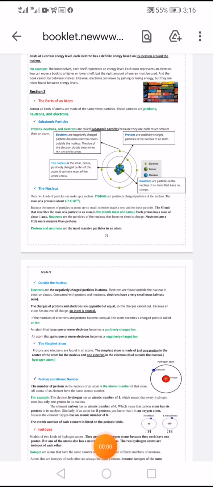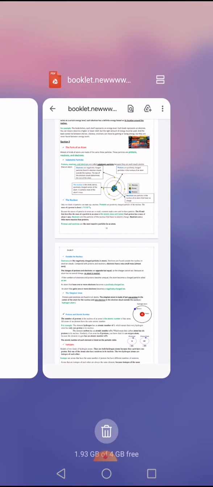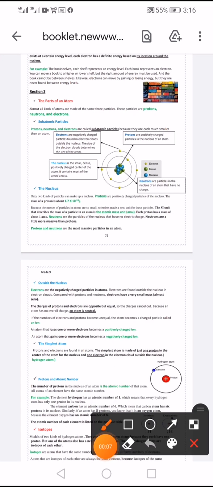Hope you are great. Today we are going to take chapter 6, section 2, parts of an atom. First we should know what the parts of an atom are.